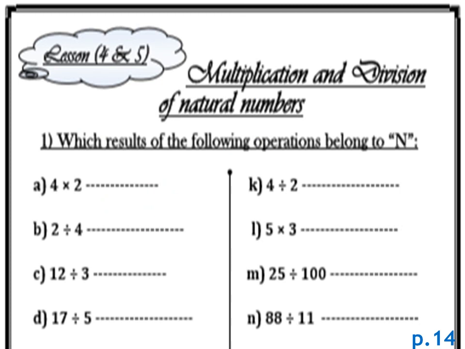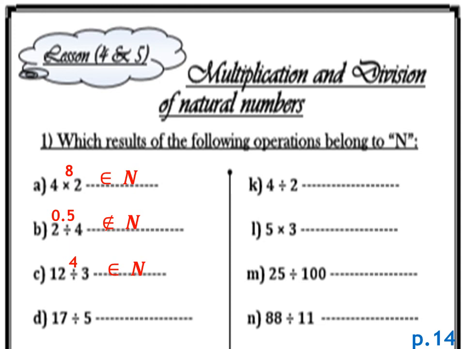And now, which result of the following operations belongs to n? We are going to solve it using the calculator. 4 times 2 equals 8, and 8 belongs to n. In letter B, 2 divided by 4 equals 0.5 or half, and half is a fraction, so it doesn't belong to n. In letter C, 12 divided by 3 equals 4, and 4 belongs to n.